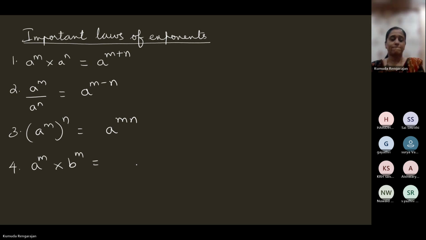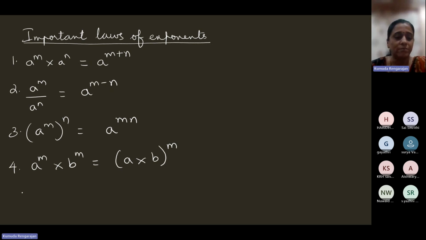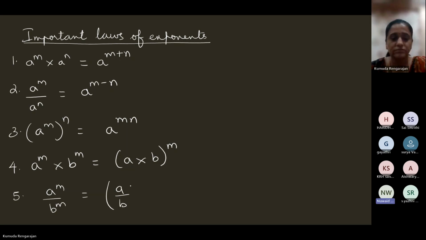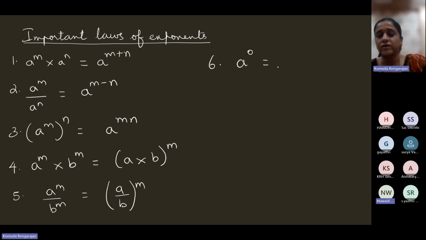This one? A into b, the whole power m. A to the power m into b to the power m. What about this? A by b, the whole power m. A to the power m by b to the power m. Very good. What's the value of this? 1.